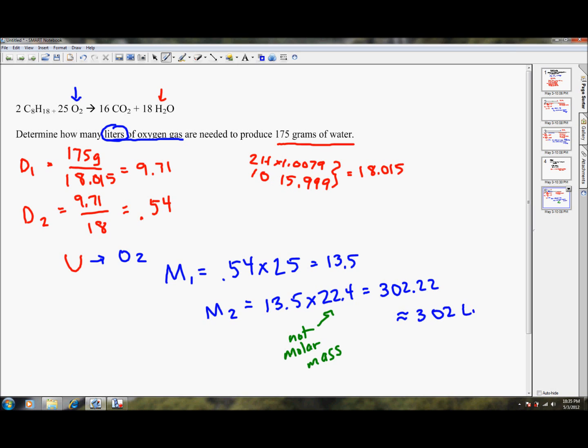302 liters of O2. Now, if liters had been here, I would have used 22.4 instead of molar mass. So that's the only trick you have to remember. You just have to stop and check very carefully and say, well, what's the unit? If it's grams, molar mass. If it's liters, substitute 22.4 in place of molar mass for that step. That's it.